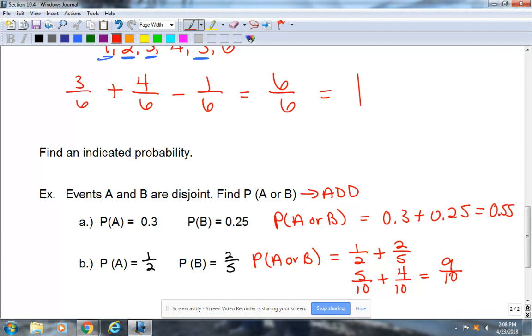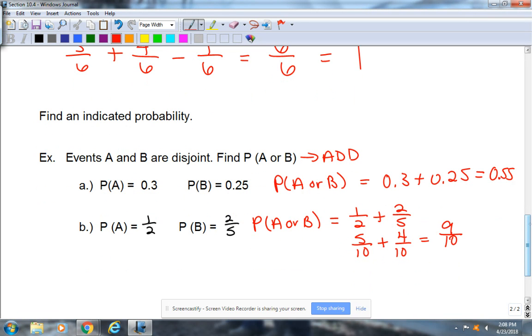Should we not just make the decimal and then do math? Not in Algebra 2. They give you fractions, give me fractions. If they give you decimals, give me decimals.